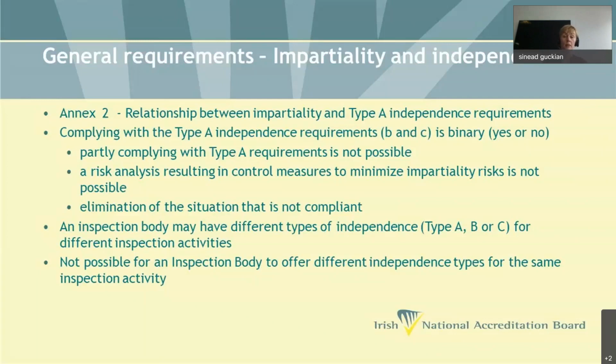An inspection body may, however, have different types of independence for different inspection activities that it undertakes. And these must be clearly indicated on the scope of accreditation. It is not possible for the inspection body to offer different independence types for the same inspection activity.